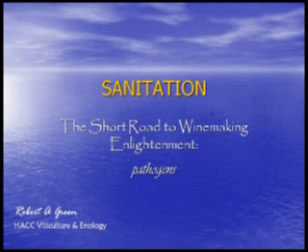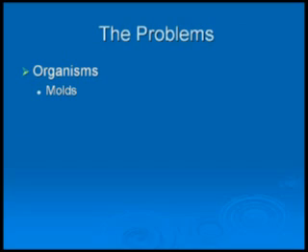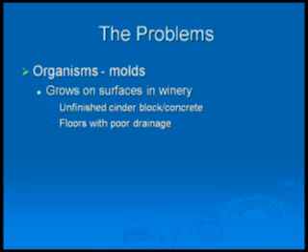So we find ourselves back on the road to winemaking enlightenment, and as a review, let's look at some of the pathogens or problem organisms that can occur in a winery and really give us some problems. We'll start with molds.